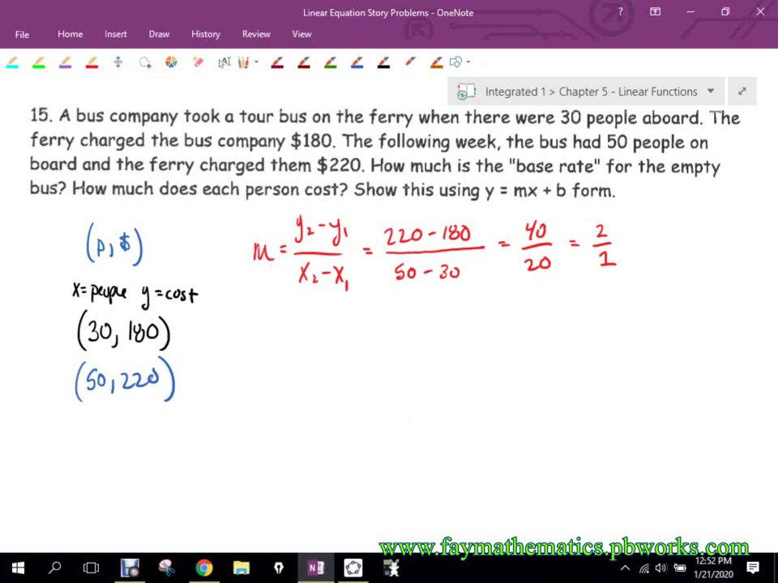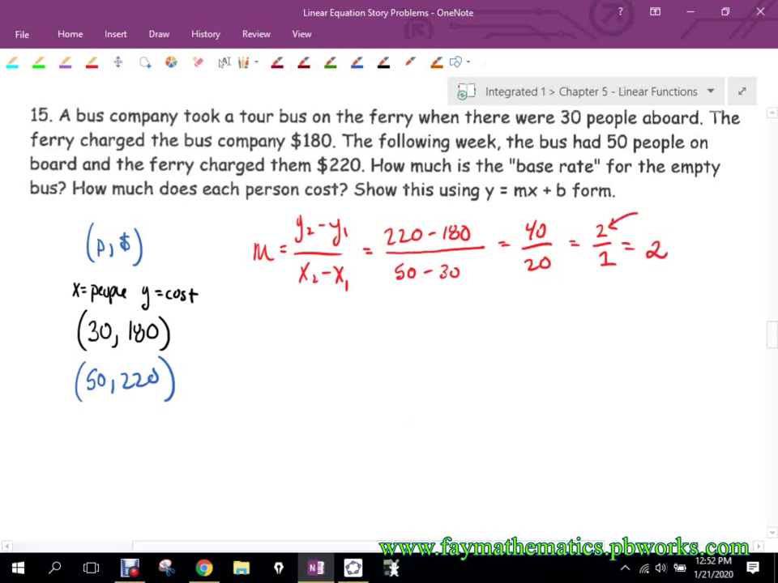Okay, so we're getting 2 for our slope. We agree with that? 220 minus 180, and then 50 minus 30, gives you 40 over 20 and then 2 over 1, okay? Now, obviously, when it's 2 over 1, we write that as 2, right? But I like to write it as 2 over 1 for the purpose of determining what the slope really means.